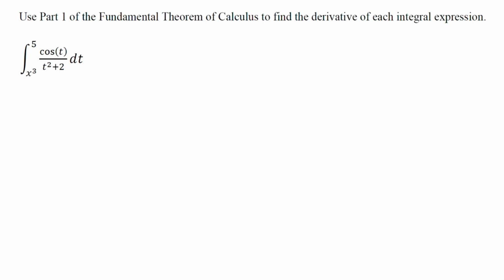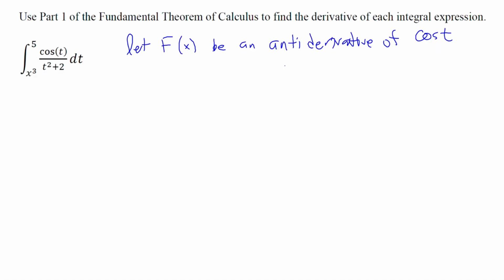All right, this is going to be our walkthrough for the homework assignment titled Extra Integrals Review. We're going to start right off here with using the Fundamental Theorem of Calculus to find the derivative of this integral expression. Just like we did when we did the assignment with these, we're going to let capital F be an antiderivative of that function that's inside of the integrand. So cosine t over t squared plus 2.